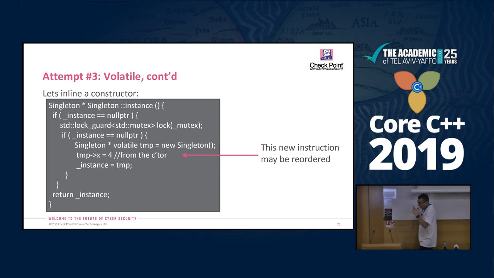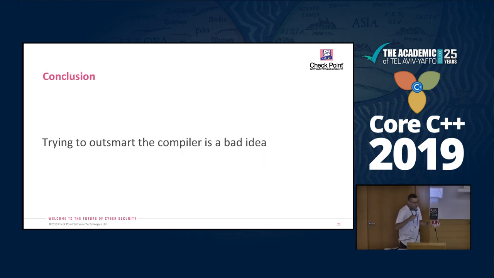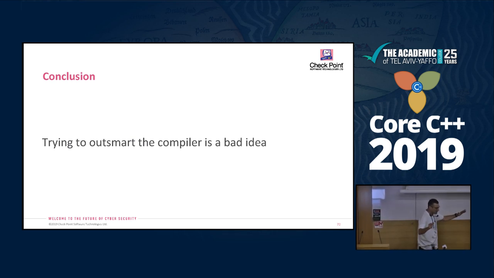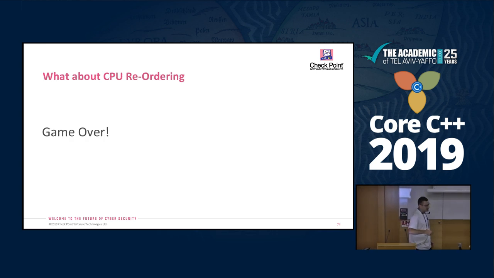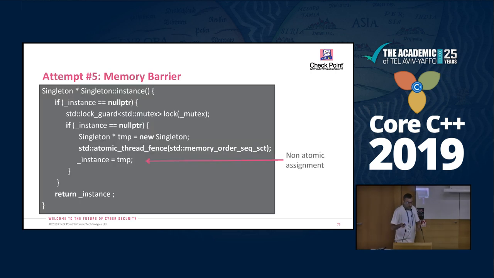Yes, we can statically cast it into volatile, but I think that, if I explain something and convince you of something, trying to outsmart the compiler is really a bad idea. And in C++11, we have a resolution for that. We just place a compiler barrier here, right? Now the compiler is not allowed to reorder it, but what about CPU reordering? That's game over. Nothing we can do about it. So we place a memory fence here. Is this good now? The compiler cannot reorder it. The CPU cannot reorder it.